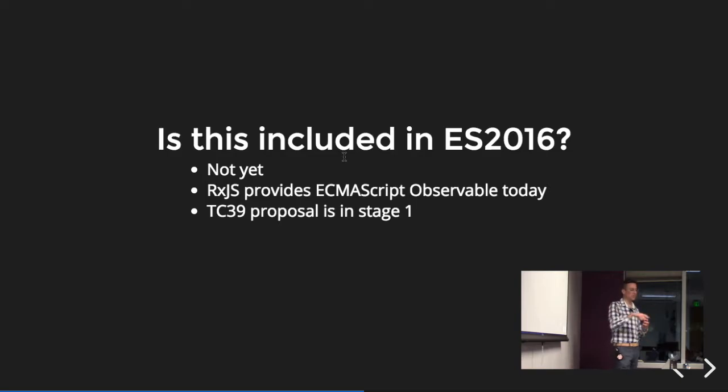So TC39 is basically this working group within the ECMA group. So we all know ECMAScript, right? This TC39 is the group that deals with proposals. They go from stage 1 to stage 3, and then they eventually make it into the language, right? And so basically the answer to this question is, well, not yet. So that's why we have RxJS, which is a library that we're going to include until this becomes native in browsers. I have no idea when that's going to happen. You could probably tweet at the Chrome team and maybe they would tell you, maybe not. But basically, RxJS provides us ECMAScript observables today.